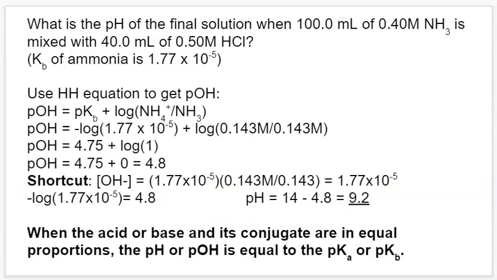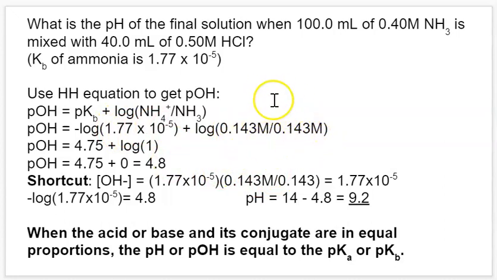So now we can plug this into the Henderson-Hasselbalch equation to get the pOH. So the pOH is going to be equal to the pKb plus the log of the conjugate acid over the base. The pKb is going to be the negative log of the Kb, which is 1.77 times 10 to the negative 5, plus the log of the ratio, which is going to be 0.143 over 0.143.